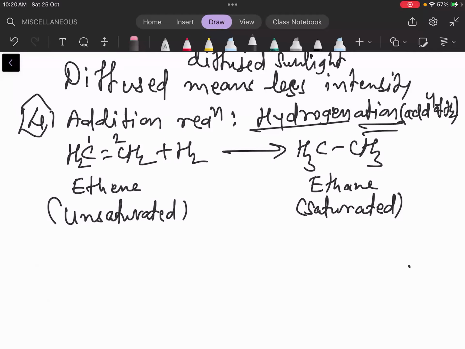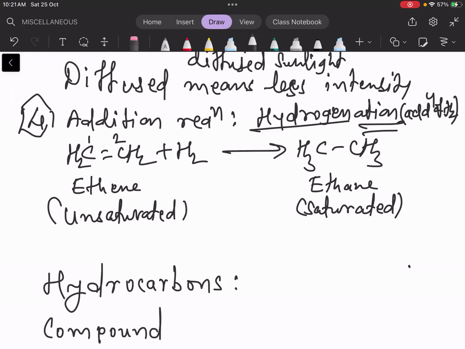Next point from this: hydrocarbons. Now, what are hydrocarbons? Compounds containing carbon and hydrogen as the elements only. That is called hydrocarbons.